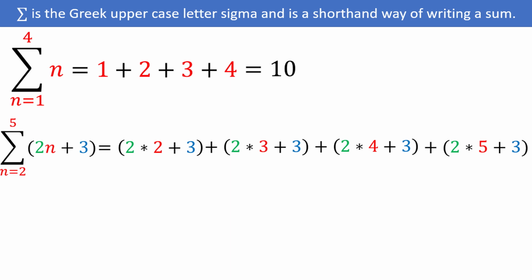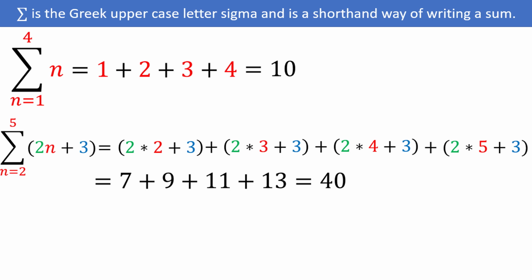Notice that the value for n in red increases by 1 for each iteration, starting at n equals 2 and increasing until we get to n equals 5. This simplifies to 7 plus 9 plus 11 plus 13, which is equal to 40.